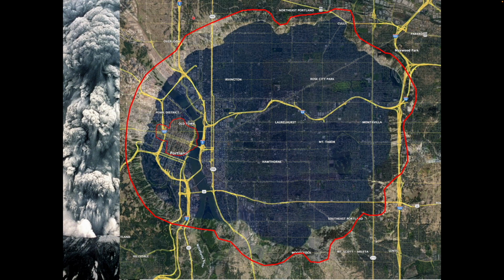So I've overlaid Crater Lake over Portland's aerial imagery, and we can see that Wizard Island, the island that stands up in the middle of Crater Lake as a cinder cone, is about the size of downtown Portland, and that's just the island in the lake.